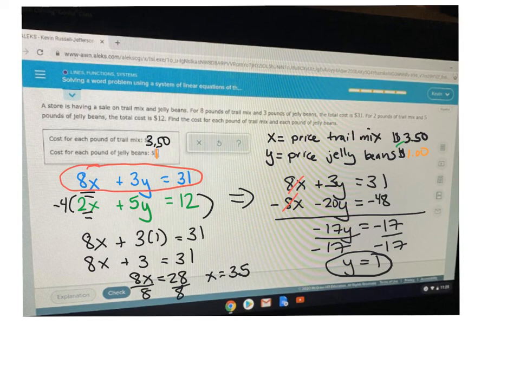So define your variables, set up your equations, and then just try to solve for both variables.